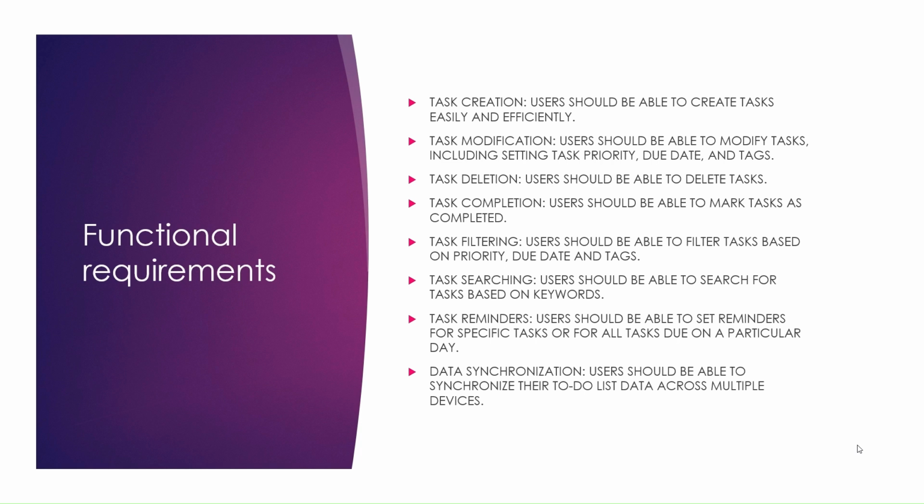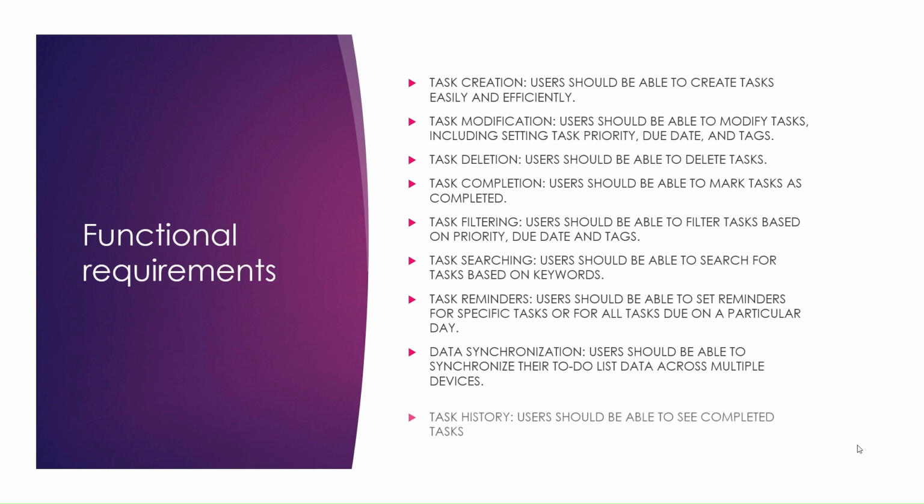Keeping track of completed tasks is important for a to-do list because it allows users to see their progress. So the next one is task history. It also helps users identify patterns in their productivity and identify areas where they may need to improve. So, until the task is deleted, we should have the ability to find it.